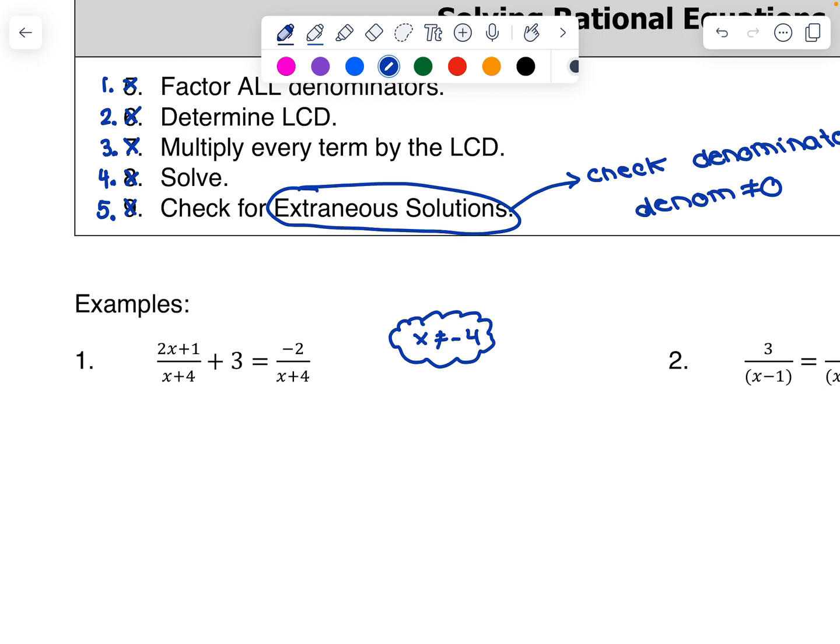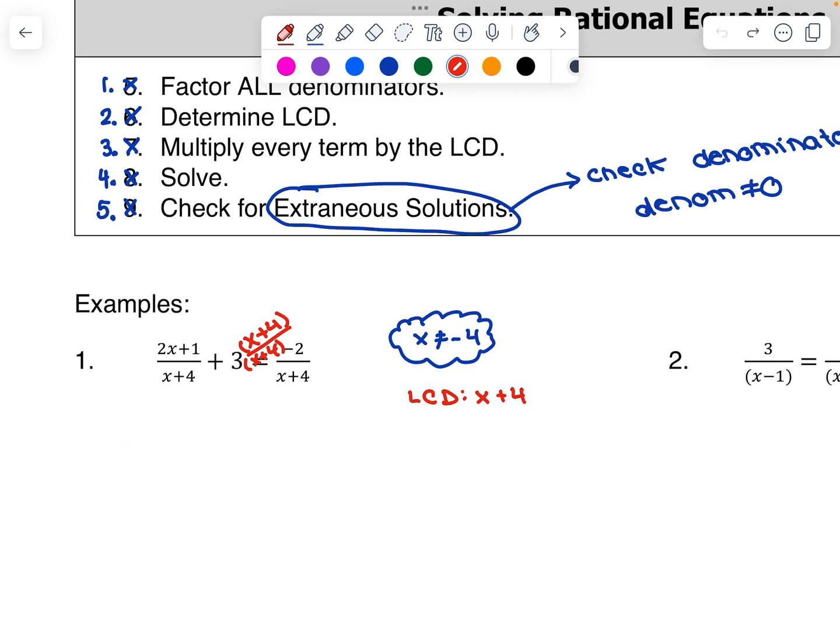So first we looked at that. Okay, factor all denominators, done. Determine the least common denominator. So here the least common denominator is going to be just an x plus 4. Now you're going to multiply every term by the LCD if it needs it. So this first term already has an x plus 4 denominator. This term already has an x plus 4 denominator. This term does not, so I would be multiplying it by x plus 4 over x plus 4, which means I would get on the top 2x plus 1.